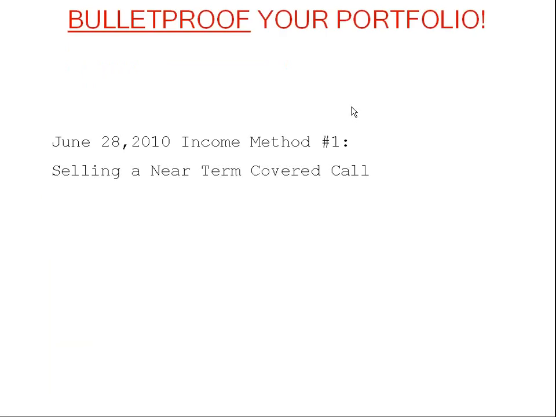Now, going back forward, on June 28th, we had seen that the stock moved up. And remember, our initial invested was $21.50, and we did have a risk of $1.50 as we had the 20 strike put.